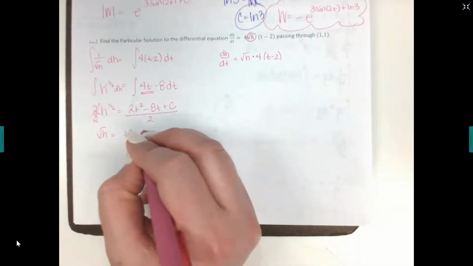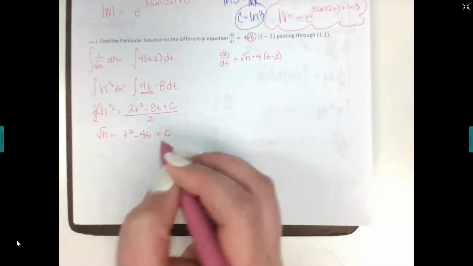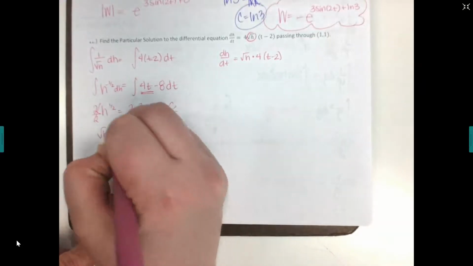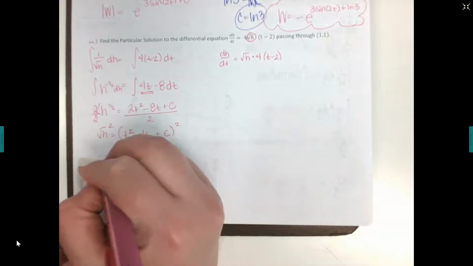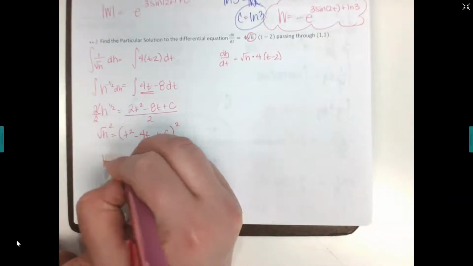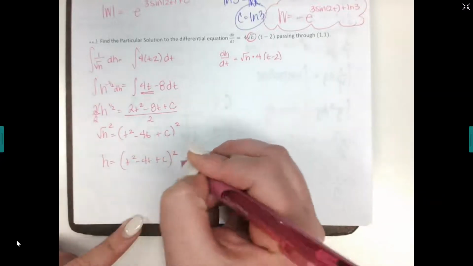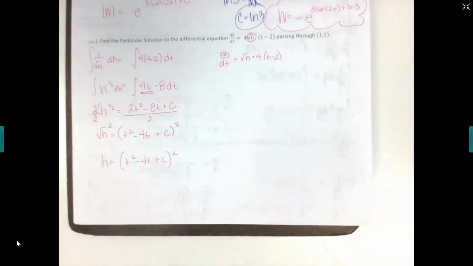8 divided by 2 is a 4t. And then c, remember, we just don't care. Okay, so when I divide this c by 2, technically I'm dividing it, but I didn't know what it was, so I just keep calling it c. Then how do I get rid of the square root? Square both sides. And I have my general solution is going to be t squared minus 4t plus c quantity squared. Then I have my ordered pair up here in the corner.